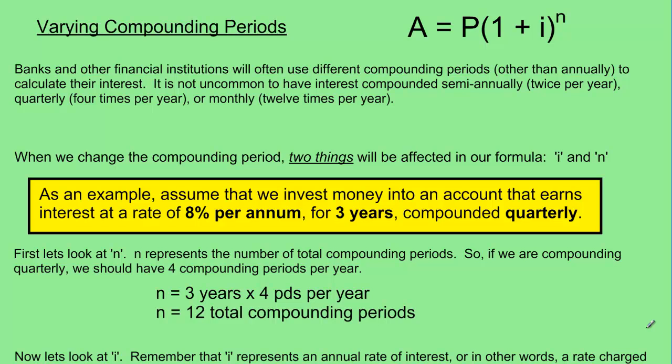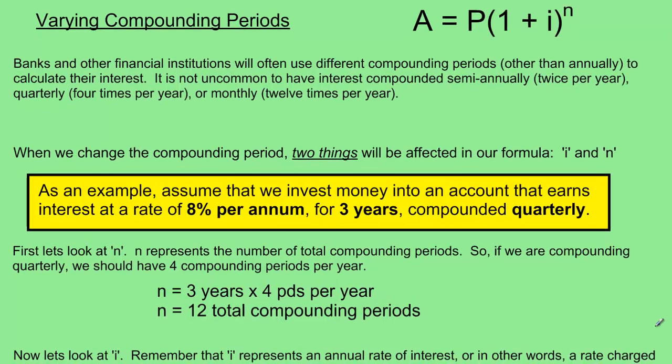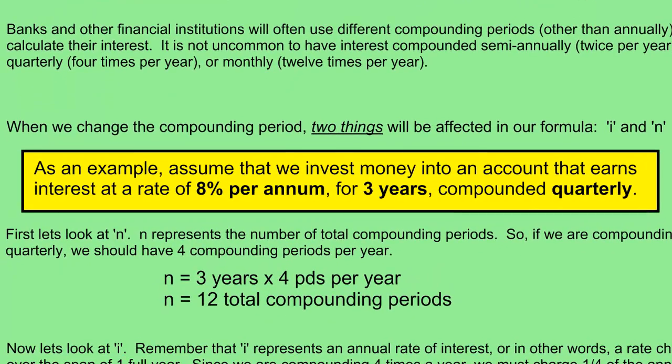So when we change the compounding period, two different things in our formula will be affected: the I value and the N value. The P value, your principal, stays the same. That's just the amount of money that you initially put in. The A value, well, that's going to change depending on what your I and what your N is. But the I and the N both change. So let's take a look at this example in the yellow box. We're going to invest money into an account that earns interest at a rate of 8% per annum for 3 years, but compounded quarterly. So quarterly means that we're paying 4 times a year.